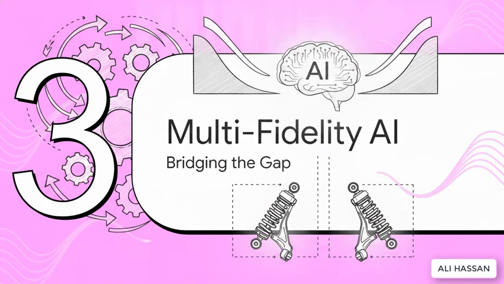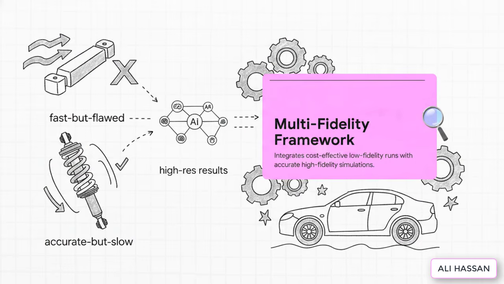Section 3. The multi-fidelity AI solution. Here is the breakthrough methodology that finally gets us the best of both simulation worlds. The answer to this problem is a multi-fidelity framework. Instead of choosing between fast but flawed or accurate but slow, researchers have figured out how to seamlessly integrate the two using deep learning. They basically use an AI surrogate model to bridge that huge gap between speed and accuracy. It's like teaching a computer to predict the high-res results by only looking at the rough sketches.